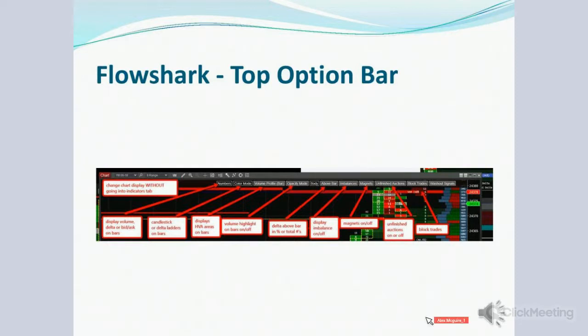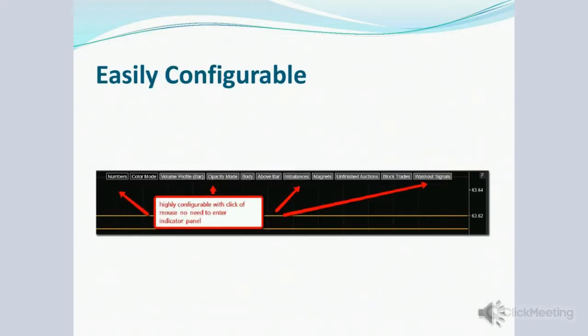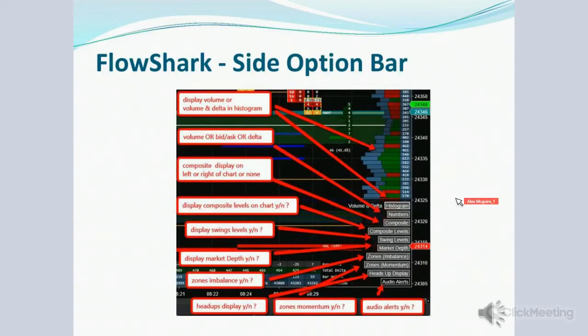Okay, so what you see here with the option bars, and you select them, here's an example. With a click of a button, washout signals, numbers, color modes, auctions, which will be shown later. As you can see here, in the lower right corner, it gives you the ability to change the histogram, the numbers displayed on it, composite levels, swing levels, market depth, zones that are in imbalance, which is important we know, zones momentum, where the market is headed, a heads up display with a bar across the bottom giving you all the information you need, and an audio alert when a certain condition is met.